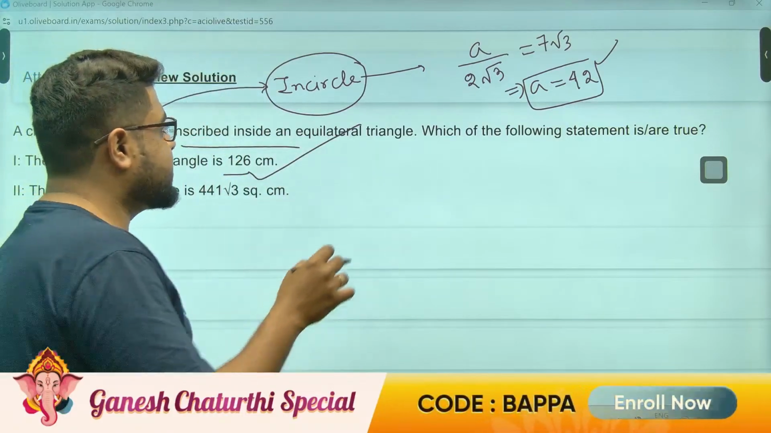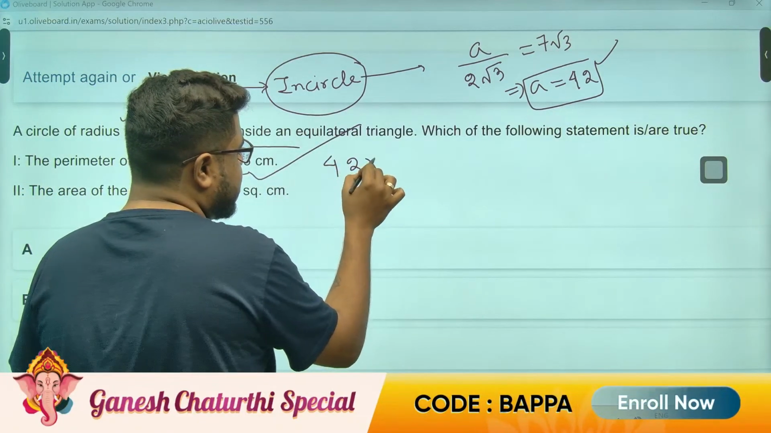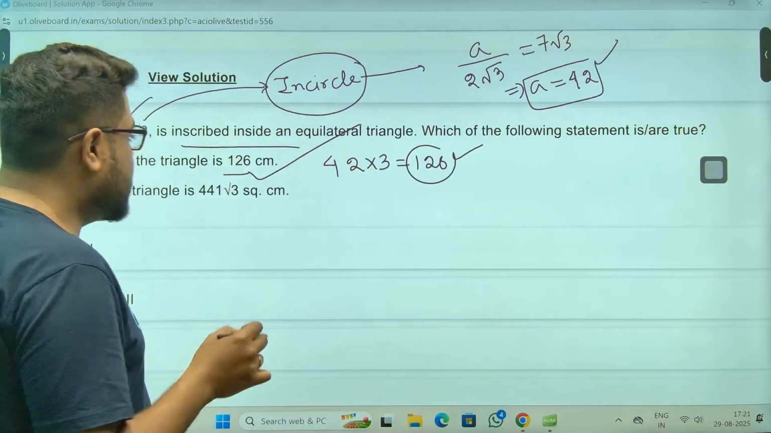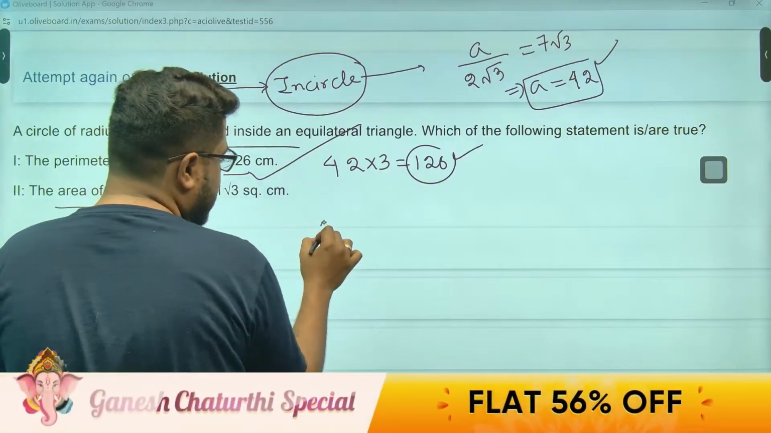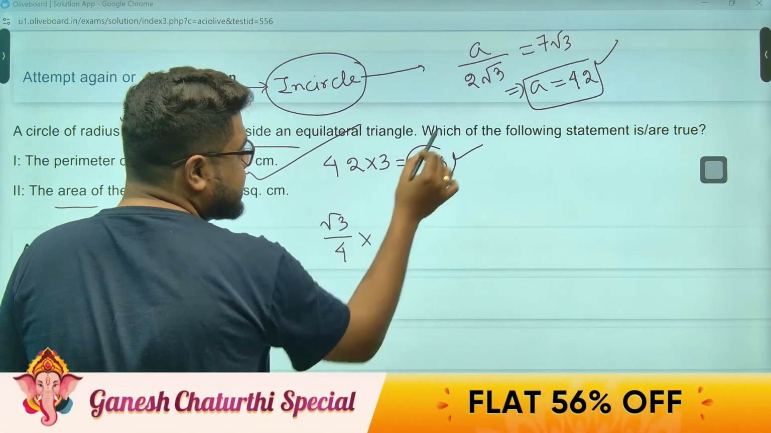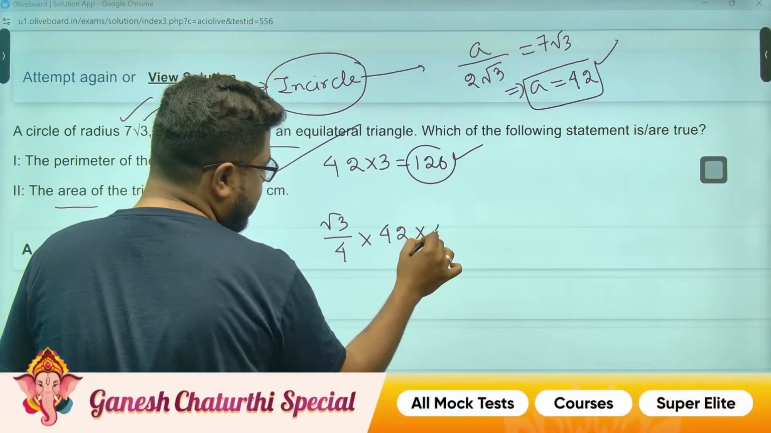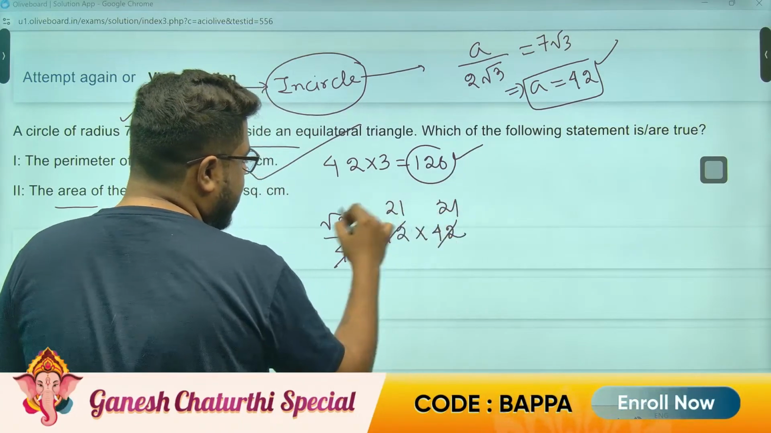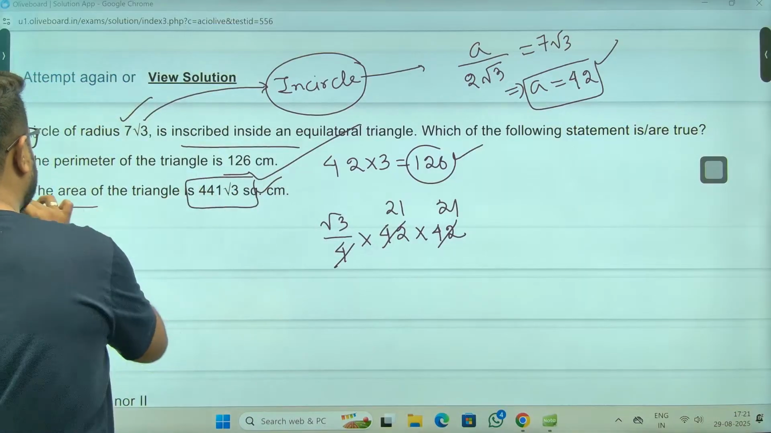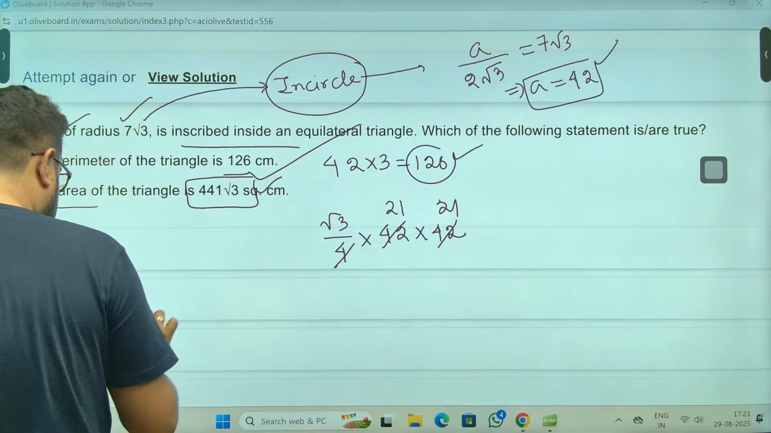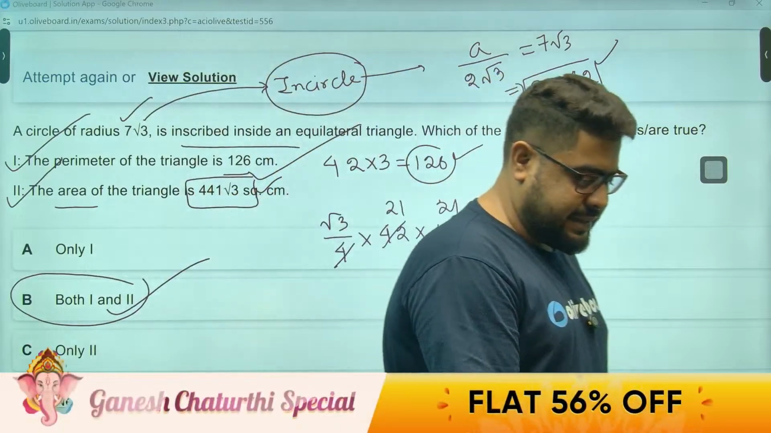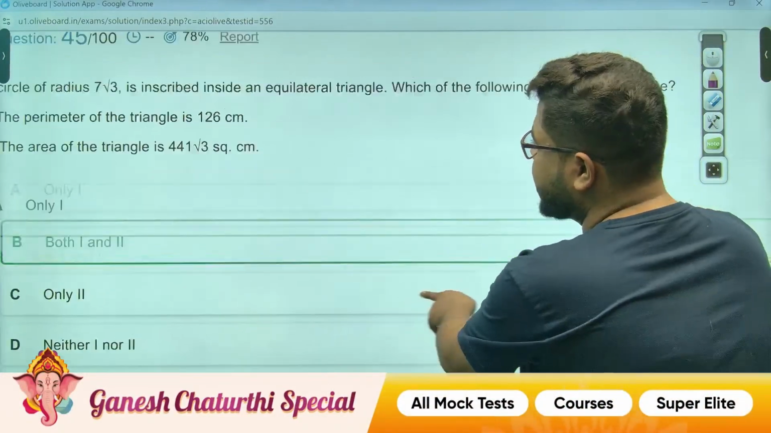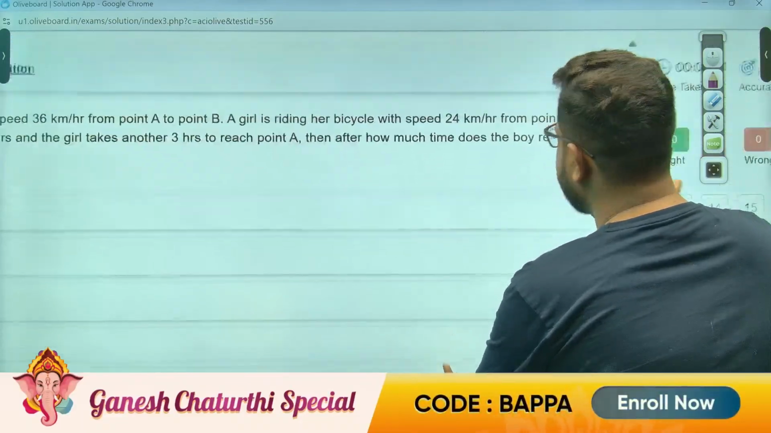Why? Because perimeter will be 42 into 3, that is definitely 126, because this is one side. Now, area of the triangle, sir, root 3 by 4 into 42 square, meaning 42 into 42. Sorry, this is 21 here, 21 here. 441 root 3, absolutely perfect. So this is also correct. So both 1 and 2 are correct. Option number B is the answer. Option number B is most definitely your correct answer. That's your answer.